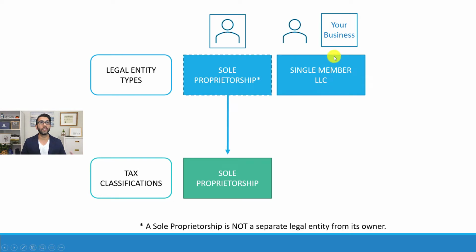So you form this LLC and now you think, okay, I've separated the legal responsibility, or the liability rather, from your business and yourself.